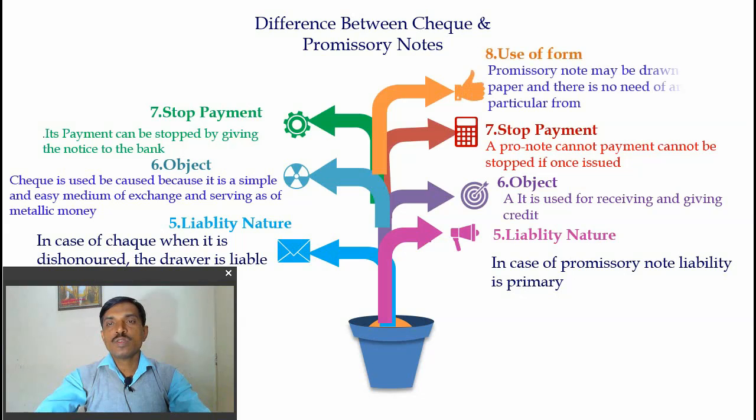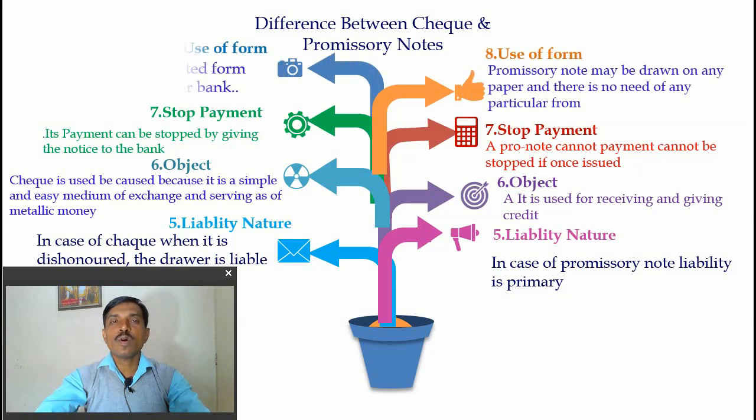The next is about the use of the form. A promissory note may be drawn on any paper. There is no need of any particular form, but we look at a specimen. There is a specific printed format available for the check, and it is drawn on the printed form issued by the particular bank. Every bank uses the printed checkbook issued to their customers, where the check number, customer name and account number are all mentioned.